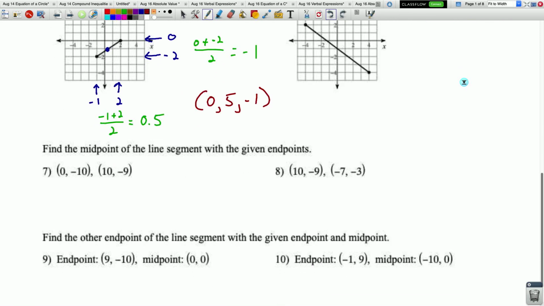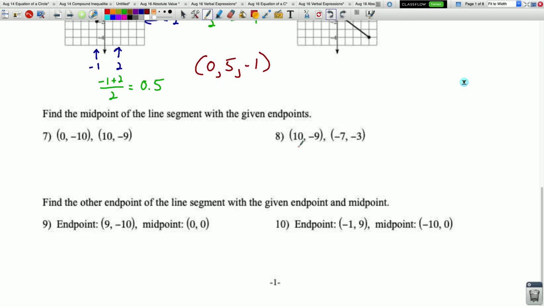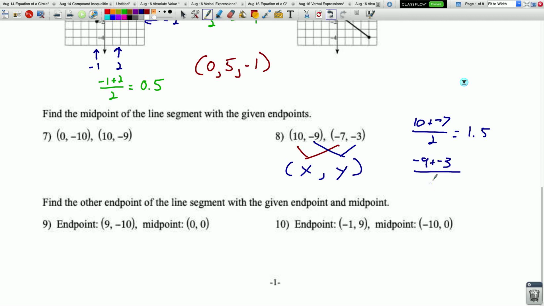All right, and if you're just given the points, same process, you're going to average the x values and average the y values to get your new x and y. The average of 10 and -7, let's see, 10 plus a -7 divided by 2, that's 3 over 2, that's 1.5. And the average of -9 and -3 is -12 over 2, or -6. For a final answer of 1.5, -6. That's your midpoint there.